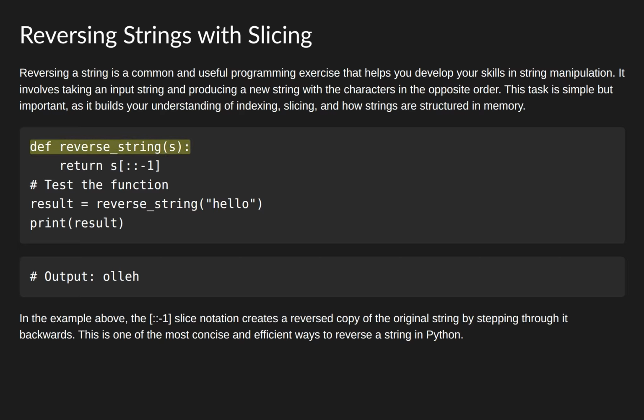Here, we define a function called reverseString, which takes a string as input and returns the reversed version. The function uses slicing with a step of -1 to create a new string in reverse order. We then test the function by reversing the word hello and printing the result. The output is olleh. In the example above, the slice notation with a step of -1 creates a reversed copy of the original string by stepping through it backwards. This is one of the most concise and efficient ways to reverse a string in Python.